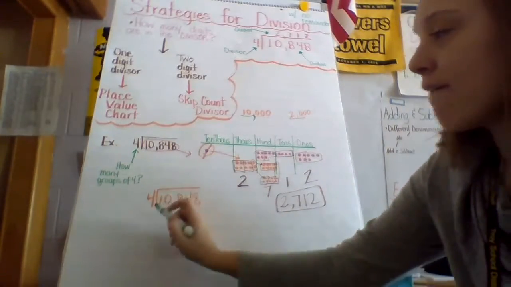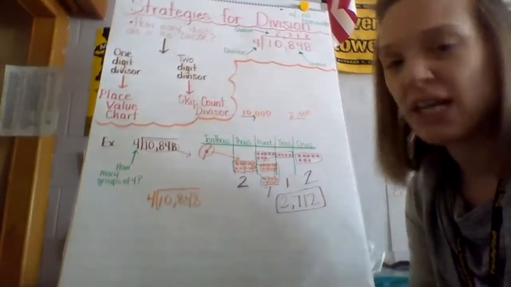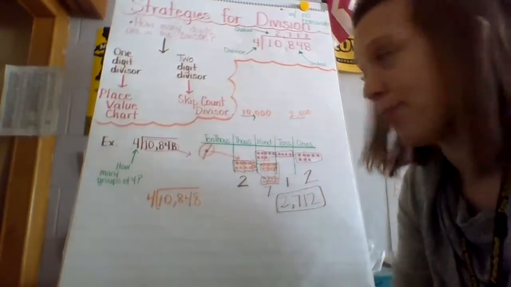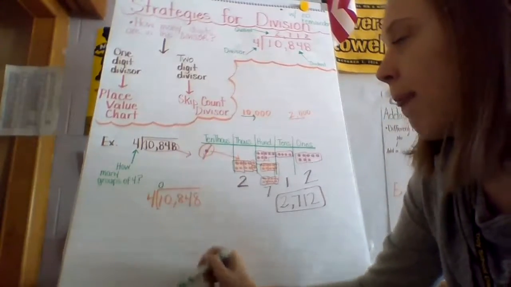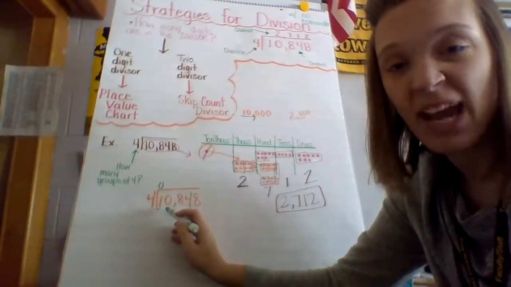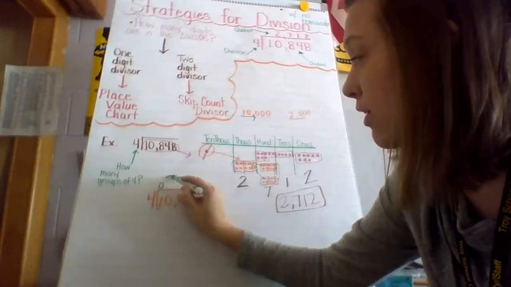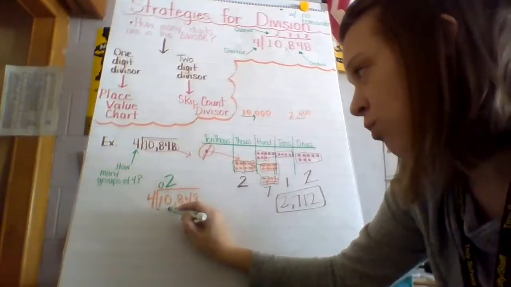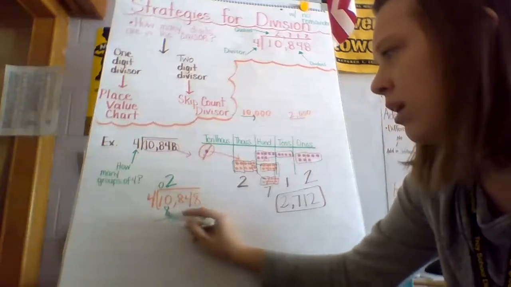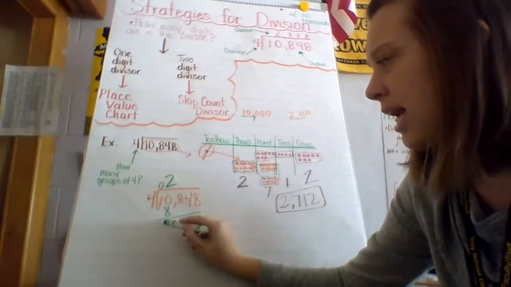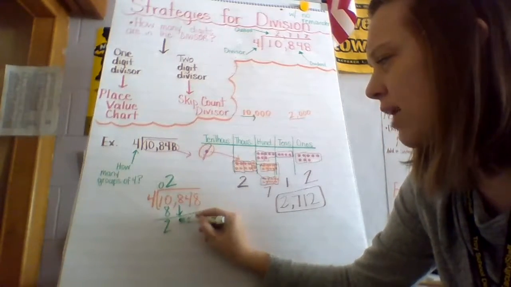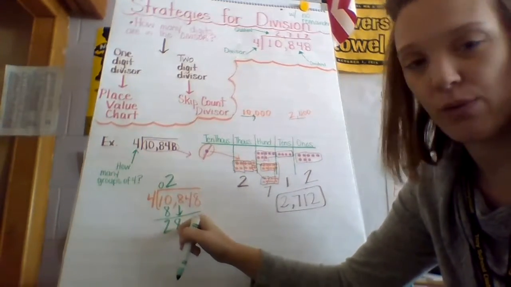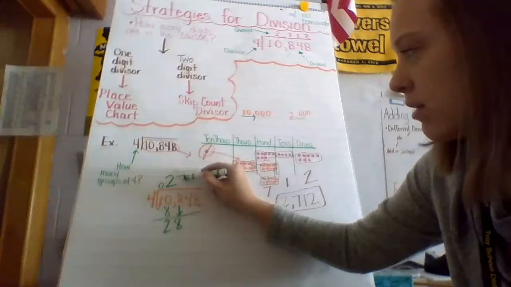Okay, first and foremost, start with your biggest place value, which is the 1. How many groups of 4 can I make out of 1? None. How many groups of 4 can I make out of 10? Parents, you know the first number is going to be 2 because 4 times 2 is 8. Subtract 10 minus 8 is 2. Bring down the 8. How many groups of 4 can you make with 28? 7.